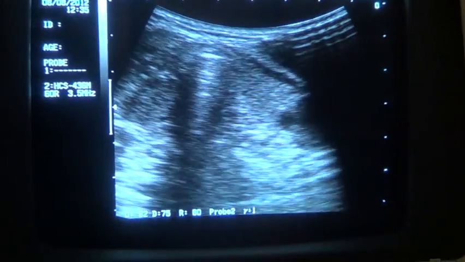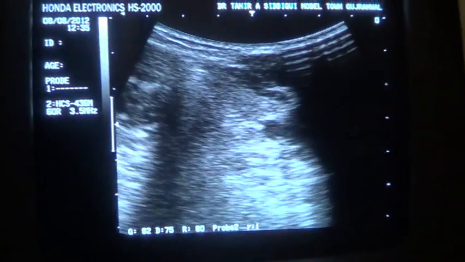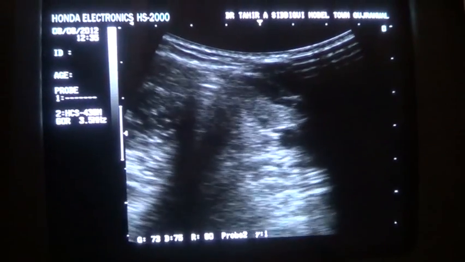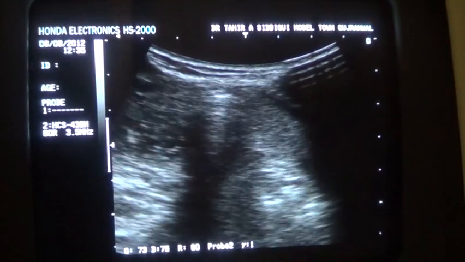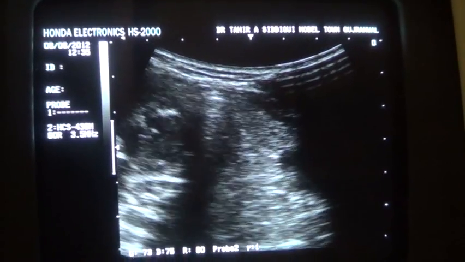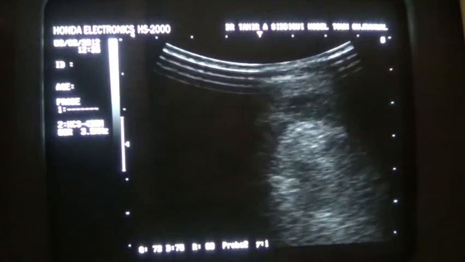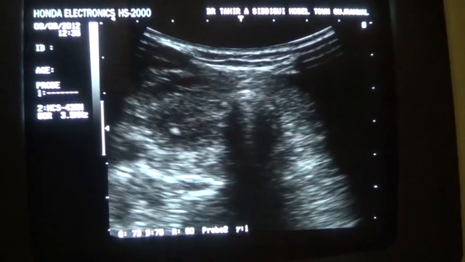Now this is the transverse section of the thyroid gland, and you see that this is the left lobe of the thyroid, which is normal. I'm moving the probe downwards.